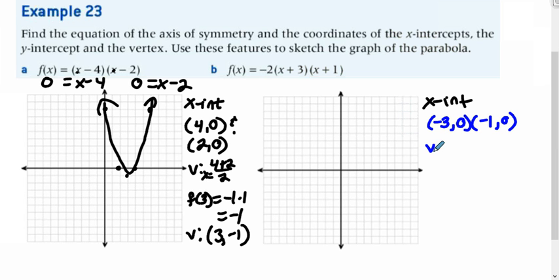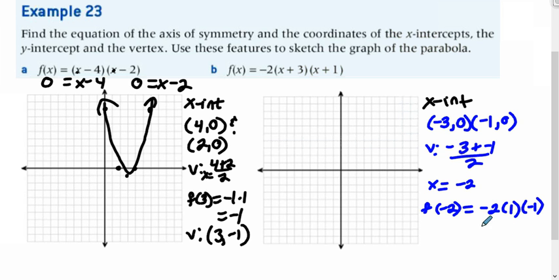To find my vertex, why don't you pause this? Go ahead and do this. Vertex, average them, add them together, divide by 2. So the x value of your vertex, negative 4 divided by 2, is negative 2. Therefore, find f of negative 2. So that's negative 2 times 1 times negative 1. So that's positive 2. Therefore, my vertex is at (negative 2, 2).